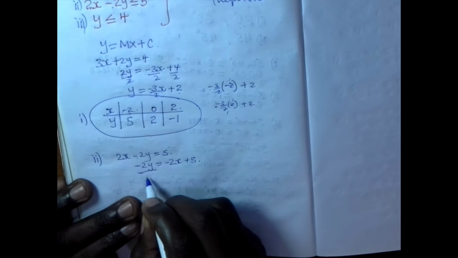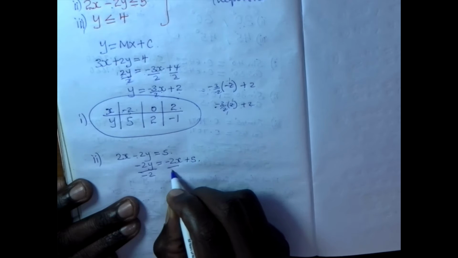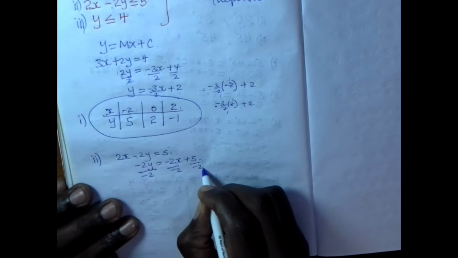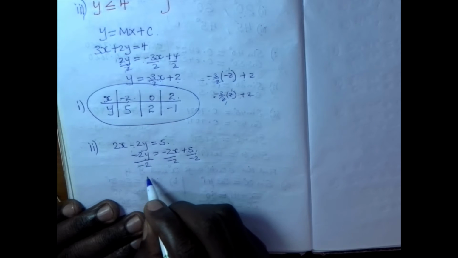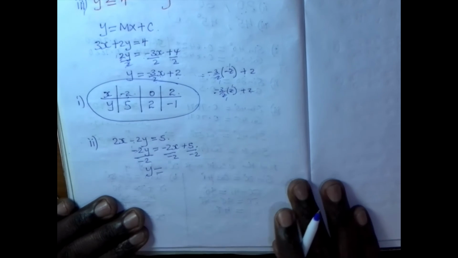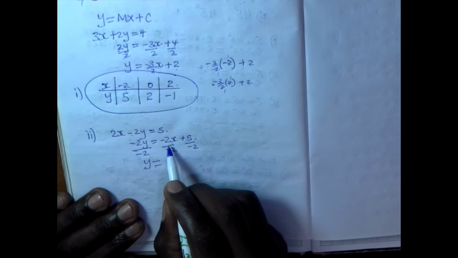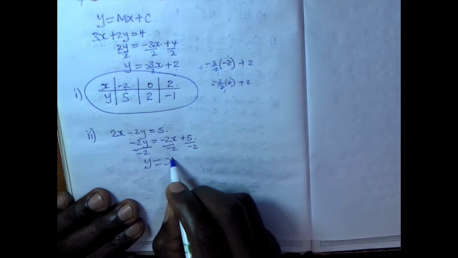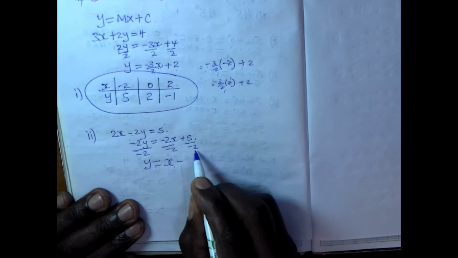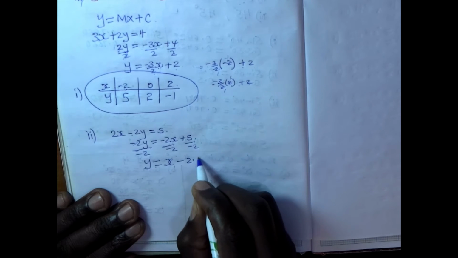Divide each term by minus 2. So we have y is equal to x, then minus 5 over 2, that is minus 2.5.